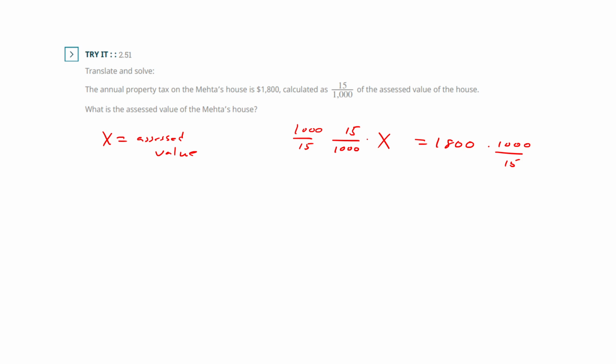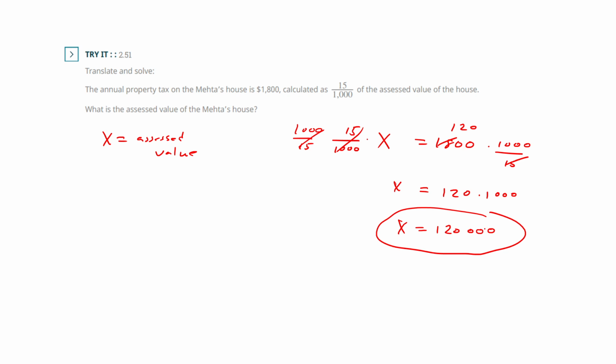Some strange numbers here, but it turns out that it reduces. This turns into 120. So I've got 120 times 1,000. So these all canceled, obviously. And our house must be worth 120,000.